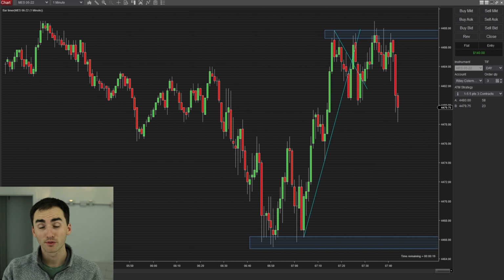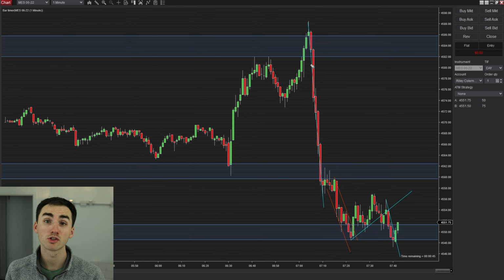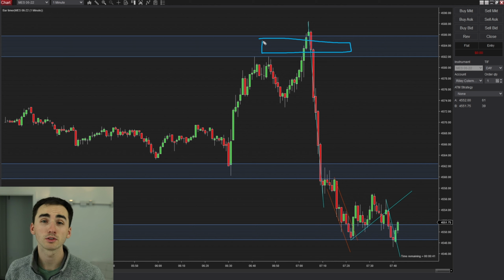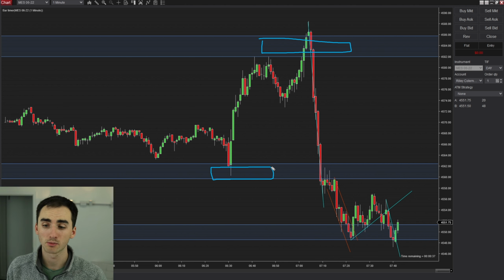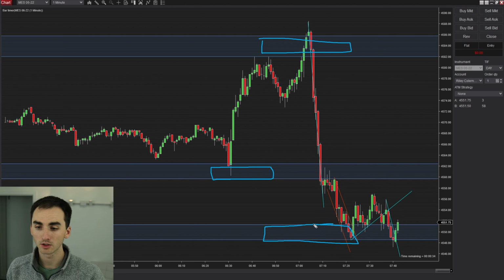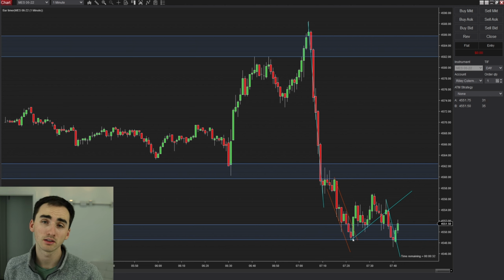Generally, I will find a couple of these a day, or even one, or sometimes 0. It really depends on the day. So let's jump into our next example. You can see here I have some levels drawn of places where I think it's highly likely that the market is going to reverse. And here we have one down here at the lows that we are at.